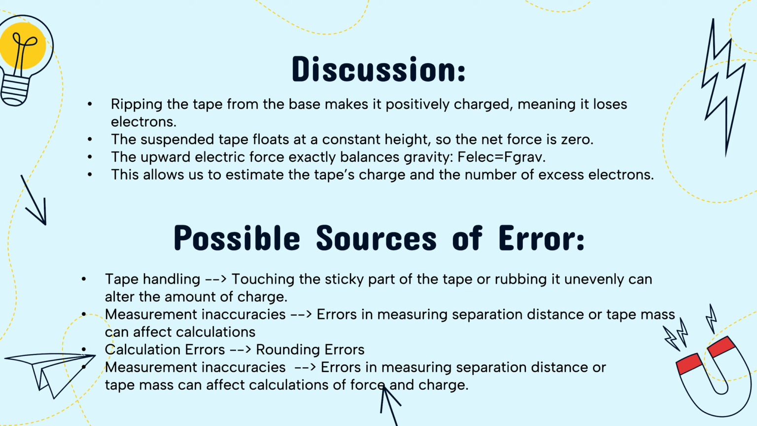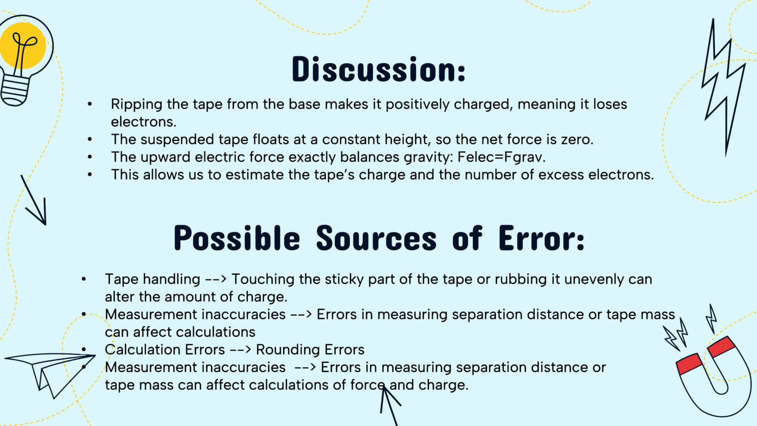When the tape is ripped from the base, it becomes positively charged by losing electrons. When suspended, the tape floats at a constant height, meaning the net force on it is 0. At this point, the upward electric force balances the downward gravitational force, allowing us to estimate the tape's charge and calculate the number of electrons lost.